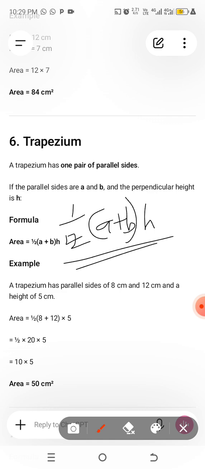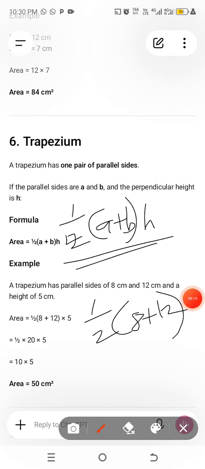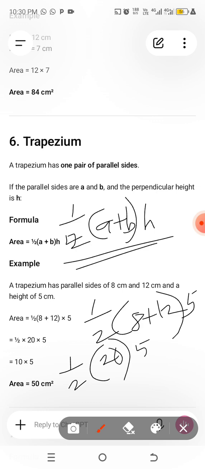We're keeping this formula. If they give you a as 8, b as 12, and the height h as 5, that will be 1 over 2 times (8 plus 12) times 5. 1 over 2 times 20 is 10, and 10 times 5 is 50 centimeter square. You get 50.